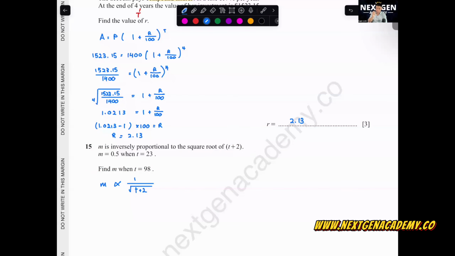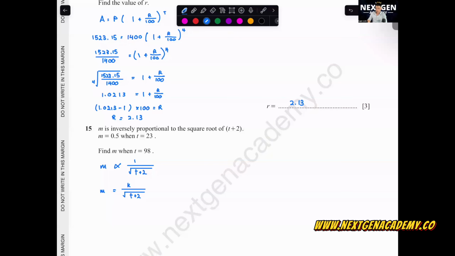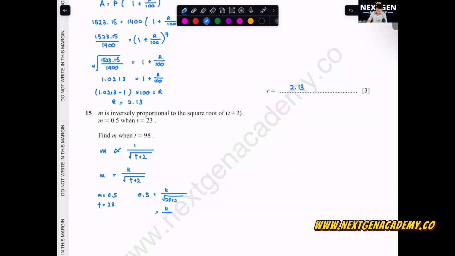Then to change it into an equation, that means you get an equal sign, you are going to multiply it by k. I want you to always follow this method. M equals k over square root of t plus 2. Your first job is to find the k value. You substitute in M equals 0.5 and t equals 23. So 0.5 equals k over square root of 23 plus 2. Square root of 23 plus 2 is 5. Therefore, k is 0.5 times 5, which equals 2.5.